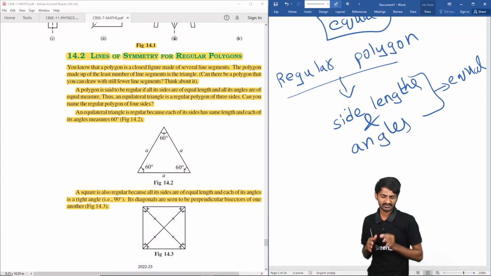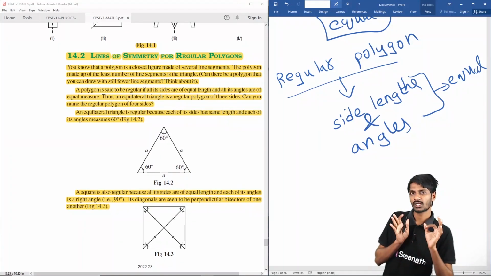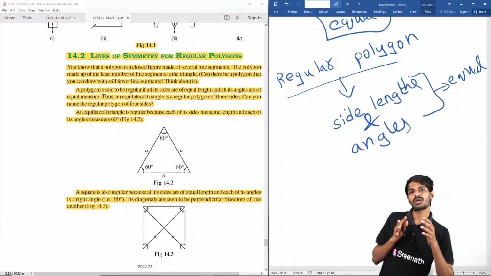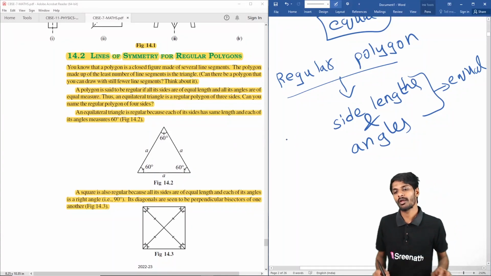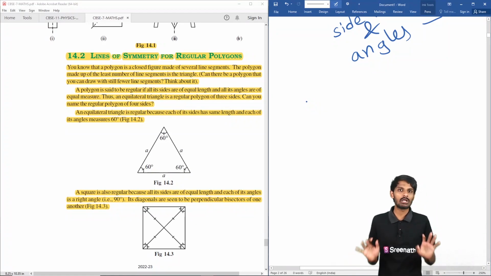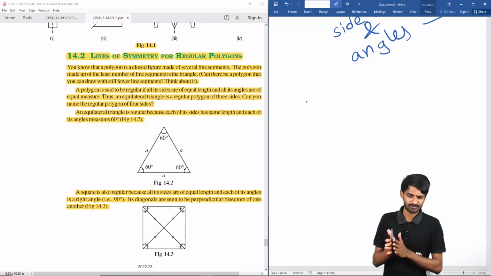Okay. Now again a question arises. A regular polygon is a closed figure. Why? Because it is a polygon and it is formed with line segments. So the line segments must have the same lengths and the angles must be the same. Then only it will be a regular polygon. Now what are the examples of regular polygons?